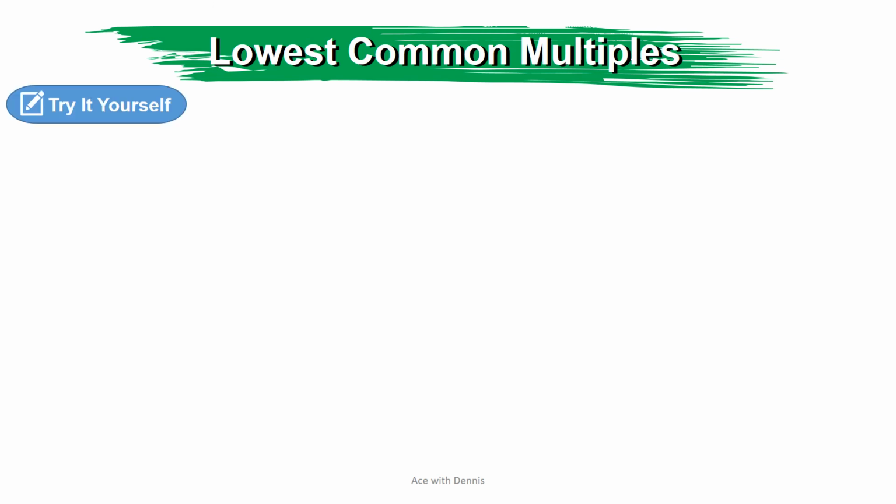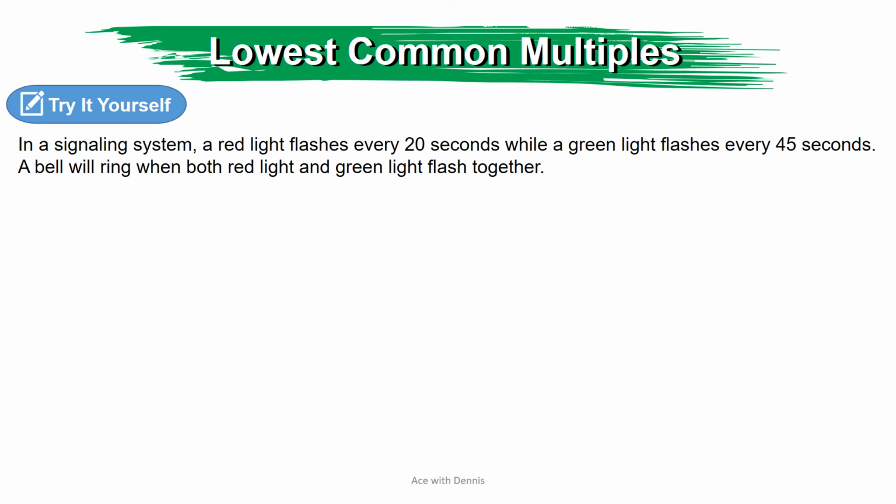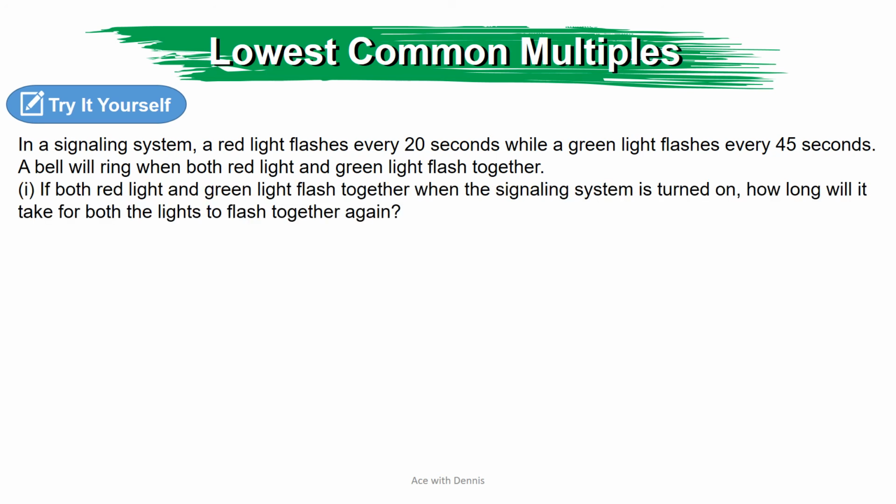Now you can try this example yourself. In a signaling system, a red light flashes every 20 seconds while a green light flashes every 45 seconds. A bell will ring when both the red light and green light flash together. 1. If both red light and green light flash together when the signal system is turned on, how long will it take for both the lights to flash together again? 2. Calculate how many times the bell will ring in an hour. You can pause the video and try to solve it yourself.